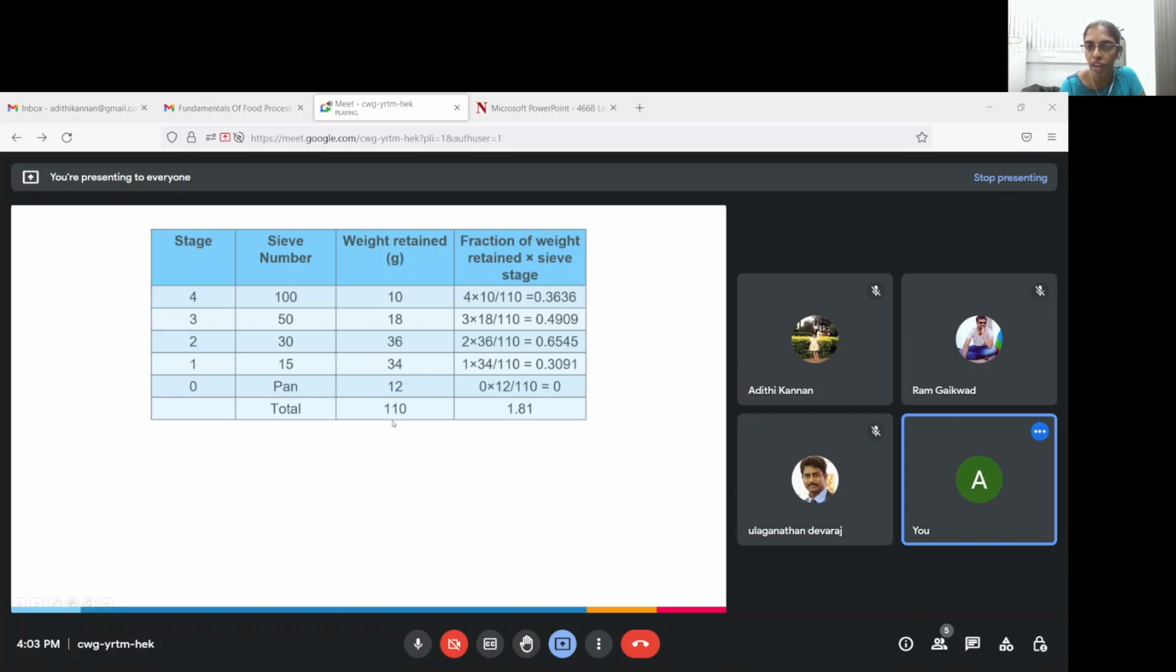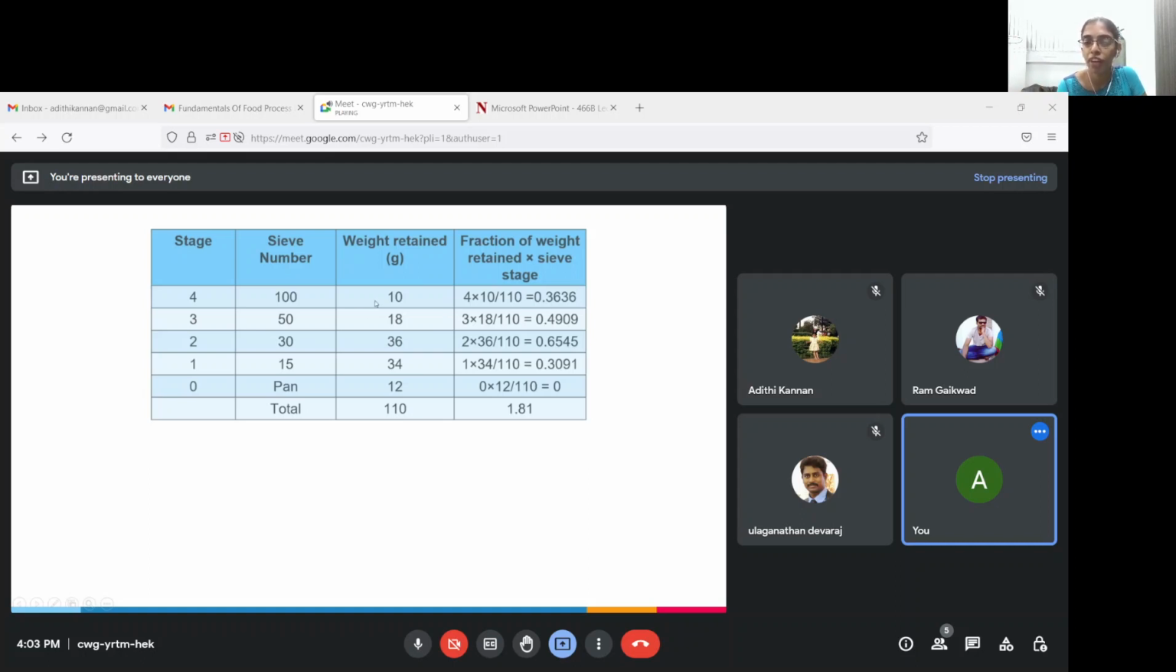So the fraction of weight retained is the amount of weight retained in that sieve divided by the total amount of weight that you sent in. So this is what fraction retained means. For stage 4, the fraction retained is 10 divided by 110. For stage 3, it is 18 divided by 110. Stage 2, 36 divided by 110. Stage 1, 34 divided by 110. Your pan is 12 divided by 110. So these are the fractions of weight retained.